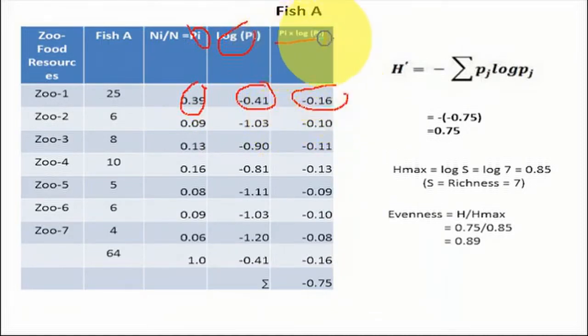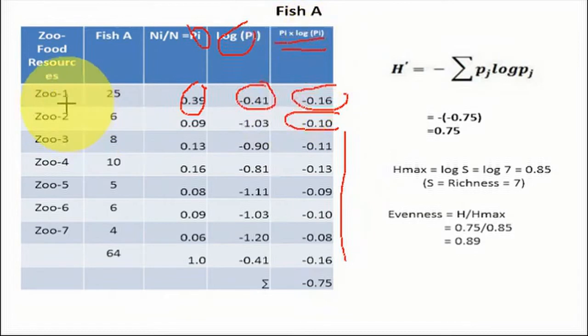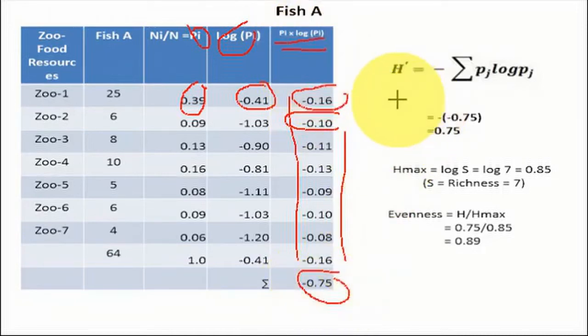So these two are multiplied and the product is written here, and for zooplankton 2 also we can multiply them, and this is the product, and all the results you can note down here. And finally, this Pi into log Pi product for each species is summed up. This summation of all the Pi log Pi is minus 0.75. And you can see in the formula there is a negative sign, the summation of Pi log Pi, this particular expression.